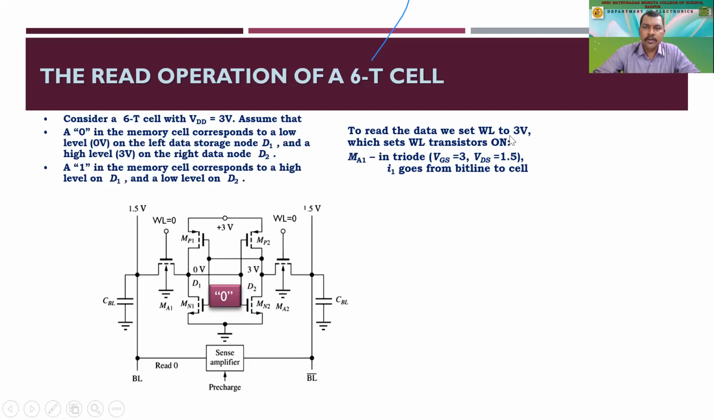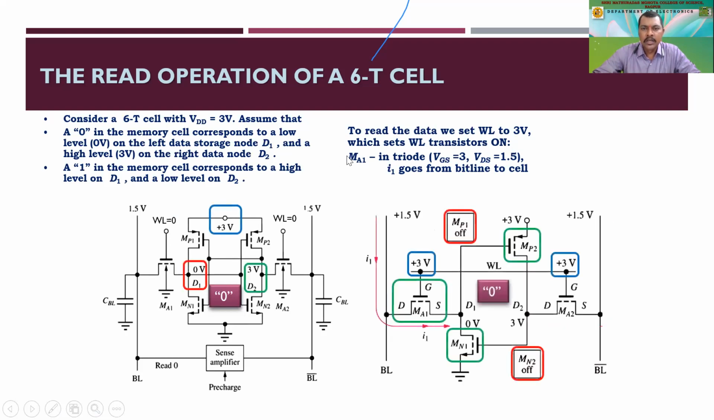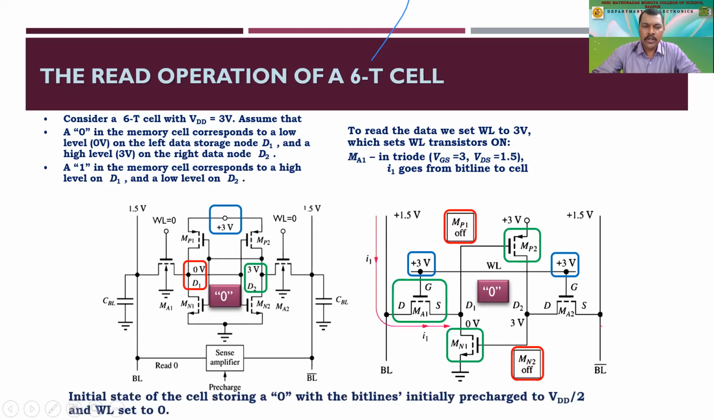So to read the data, we set the word line to 3 volt, which sets these WL transistors to on state, and MA1 in triode, VGS equal to 3, VDS equal to 1.5. That is, I1 goes from bit line to cell. So the current will start flowing from here to the ground. So this is 1.5 and this is plus 1.5. Again, the bit line is 3 volt, the positive 3 volt is given over here, and the current will start flowing through this, right? So accordingly, this is the initial stage of that.